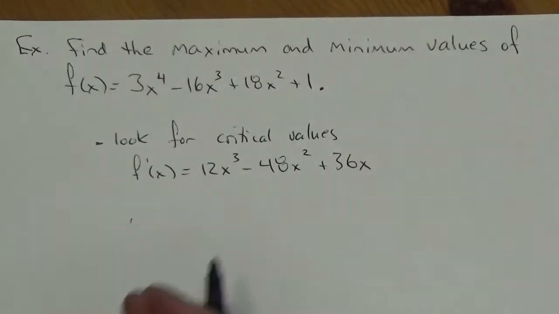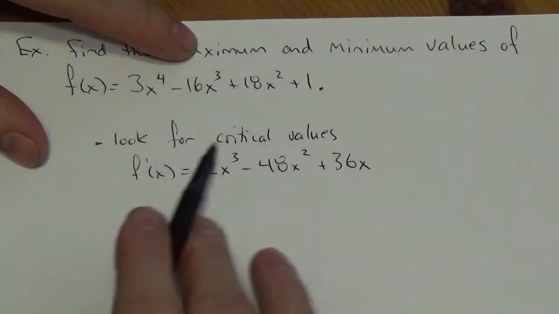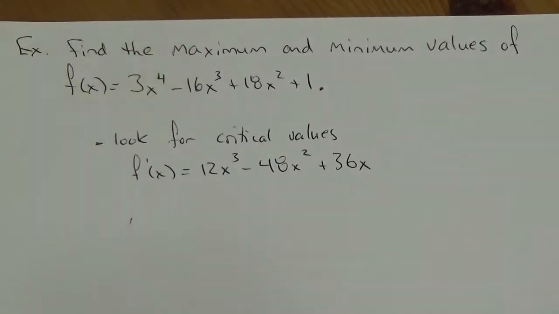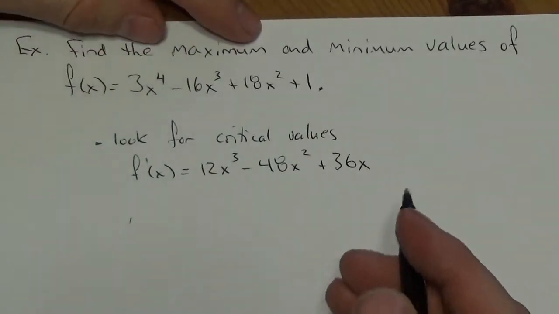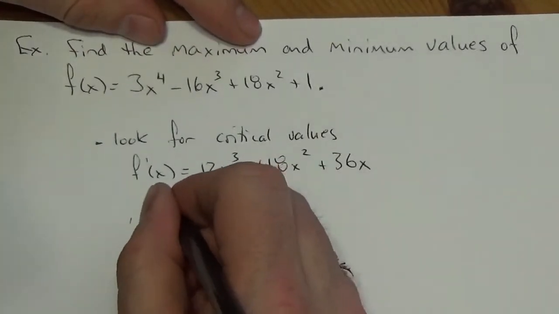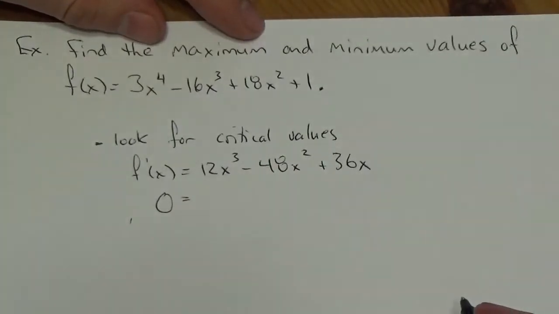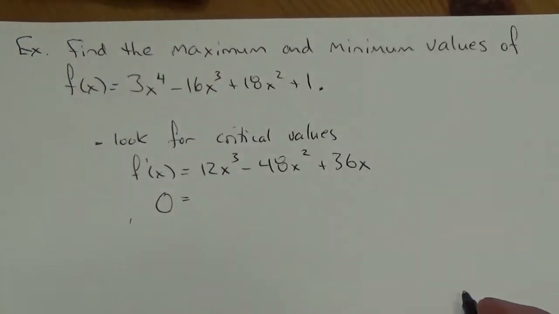Now I already know, because I can tell this is a polynomial, that this isn't going to be undefined anywhere. So I don't need to worry about looking for those kinds of critical numbers. However, I do suspect that it will be equal to 0 in one or two places.